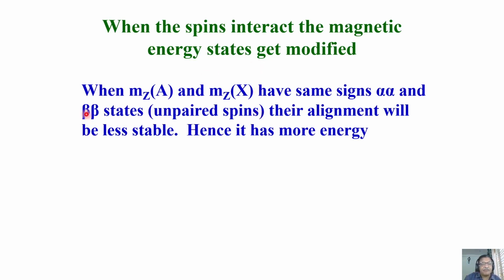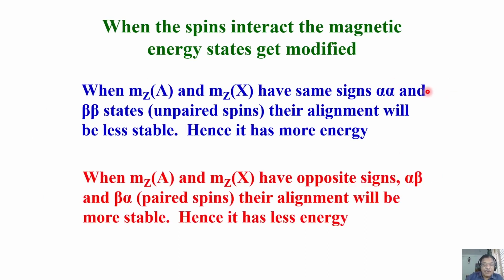When they are unpaired spins, what happens? The energy levels are less stable. The alignment is less stable because, as we know, it is stable only when it is paired. You have studied in chemistry, like the Pauli principle, everything you know. It is now not paired. It is unpaired. As a consequence, to get themselves paired, it has more energy. If it is paired, it is less energy. When they are unpaired, the alpha alpha and beta beta states will have more energy.